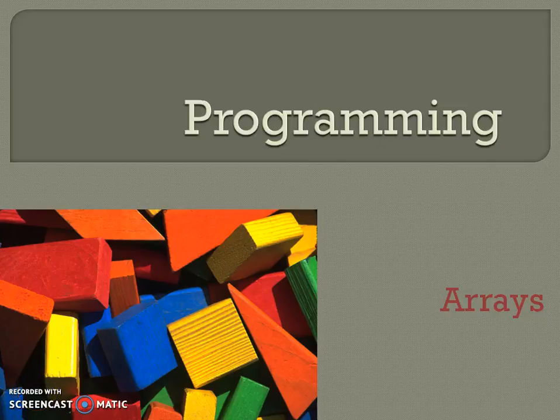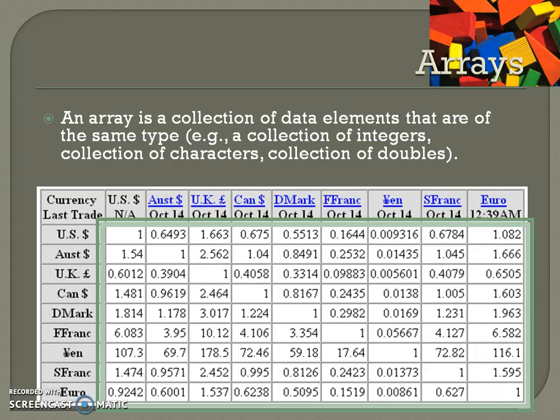Now let us discuss arrays in C programming. Let us see what an array is. An array is a collection of data elements that are of the same type. That is, we can create an array with the same type of data.